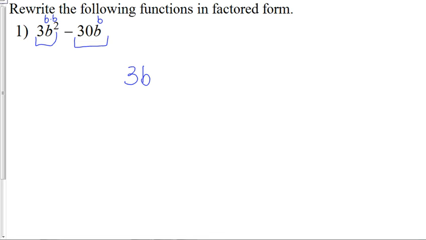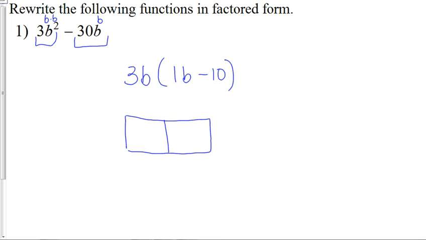and that is b. And then when you do the division, 3 divided by 3 is 1, b squared divided by b is b, 30 divided by 3 is 10, and b divided by b is 1. So we're left with this. If you think of it in terms of a box, we have 3b squared and negative 30b, and that 3b would have to go here, and b and negative 10 would go here. Those would be the factors that multiply to be 3b squared minus 30b.